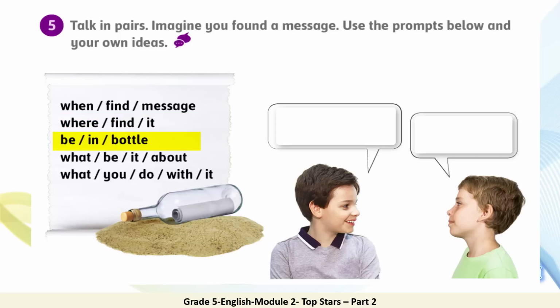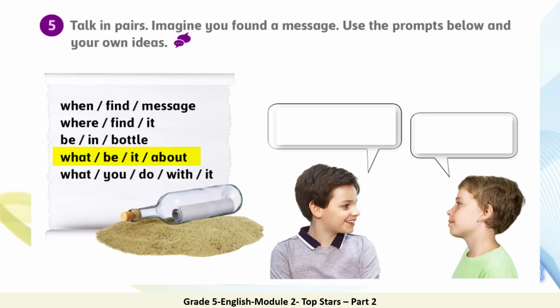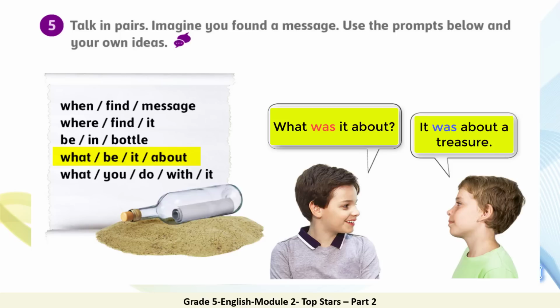Okay? Then the third prompt says, be in bottle. You've learned, my friends, the past simple of be is was or were. And in this case, we will start with was. And then it in a bottle. Was it in a bottle? So the answer could be, yes, it was. And also the verb be is in the fourth prompt. It will be, what was it about? And you could add any answer in the past, like it was about a treasure.